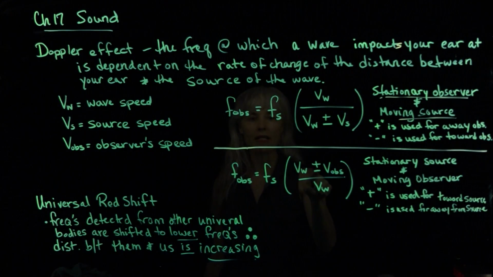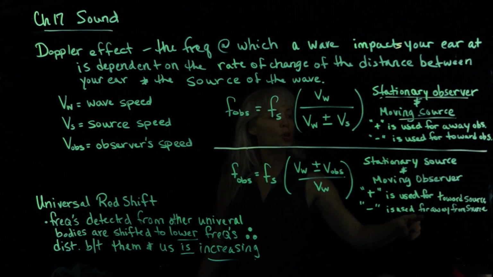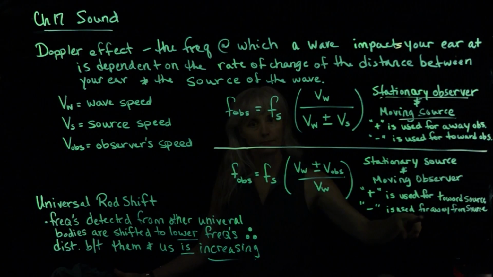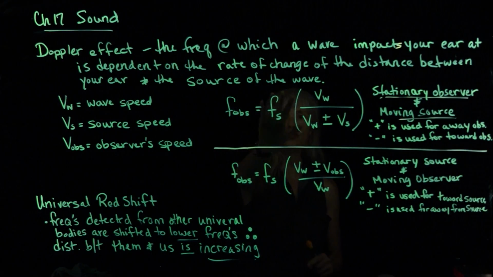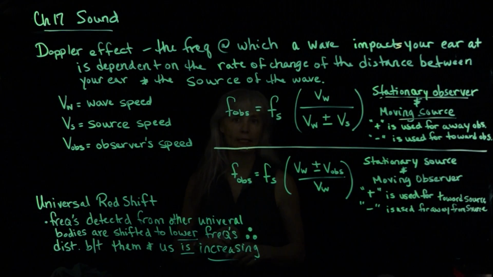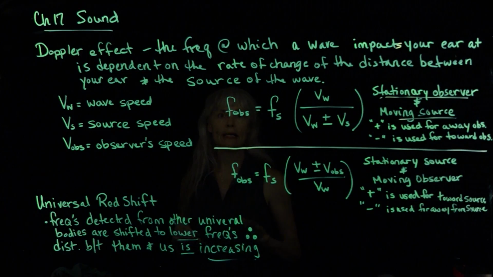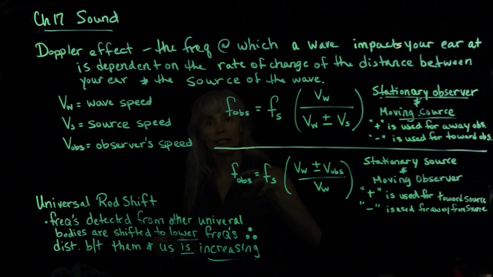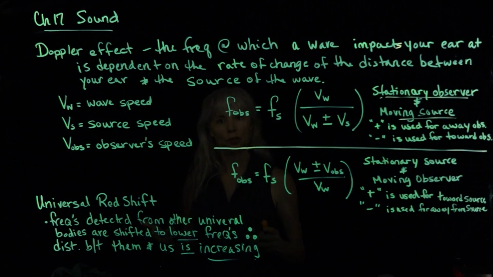The minus sign is going to create a smaller value for the frequency the observer detects relative to the true frequency of the source. So the minus sign then is used for the observer moving away from the source, expanding the distance between it and the source. So these two formulas allow us to calculate different scenarios and give the frequencies that are detected in those cases.